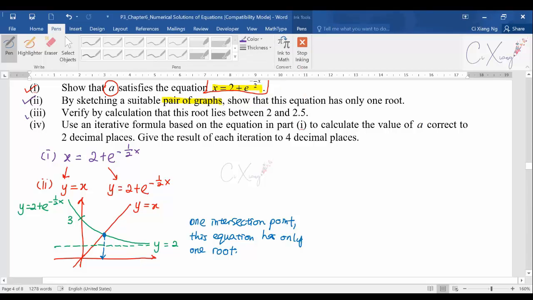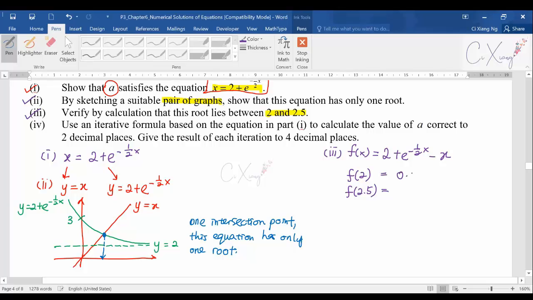So let's continue to part number 3. Verify by calculation that this root lies between 2 and 2.5. Again, this is very easy because it is a sign change method. First step, you need to move all the expression to one side. So you're having 2 plus e negative half x, then minus the x. Then after that, you substitute the value of 2, and also you substitute the value of 2.5.